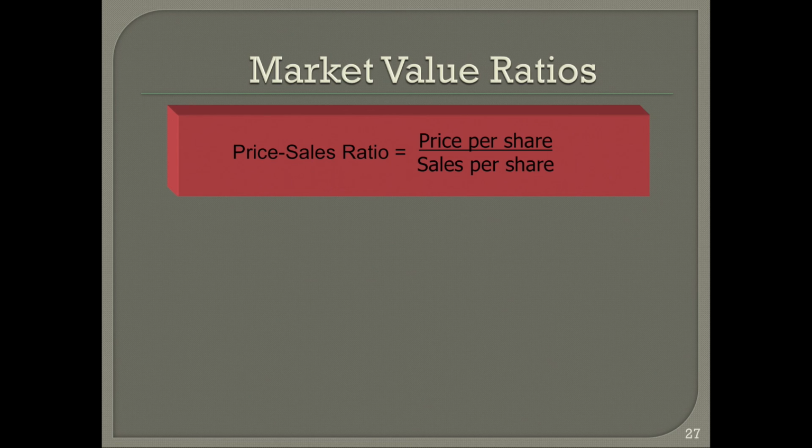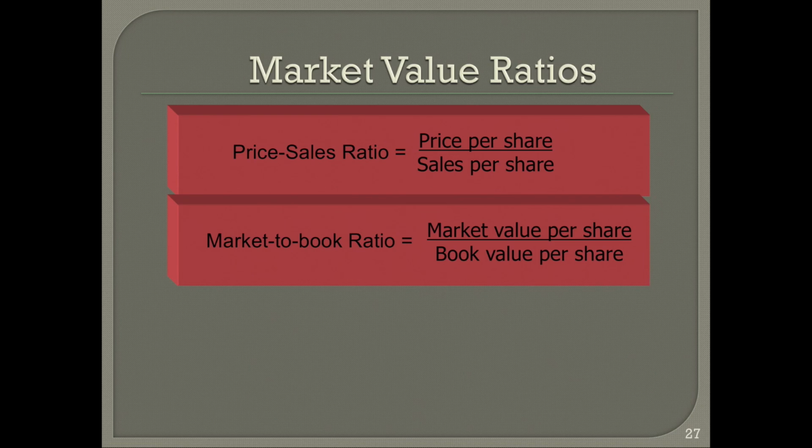So once again, this is all relative to what industry you're in. Sales per share is simply net sales divided by the number of shares outstanding. So the last one was earnings per share, so net income divided by shares outstanding. Sales per share is simply net sales divided by shares outstanding.